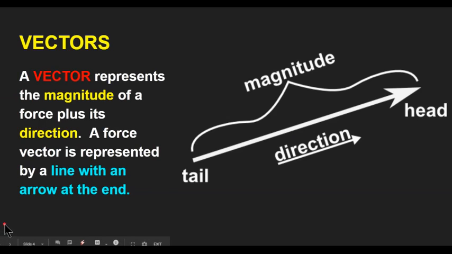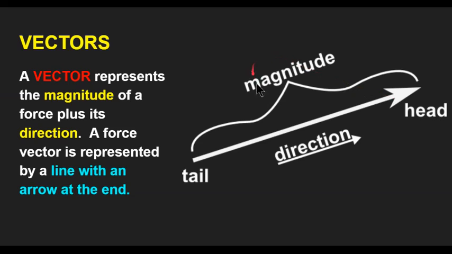A vector represents the magnitude of a force plus its direction. A force vector is represented by a line with an arrow at the end. The direction of the arrowhead is the direction the force is applied. Force is applied in a certain direction, or the force pulls in a certain direction.